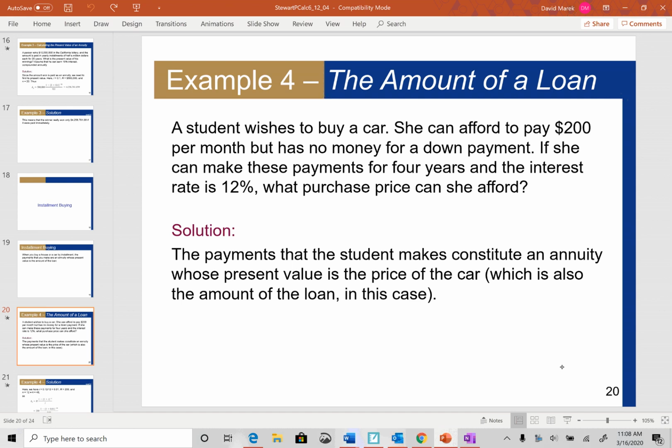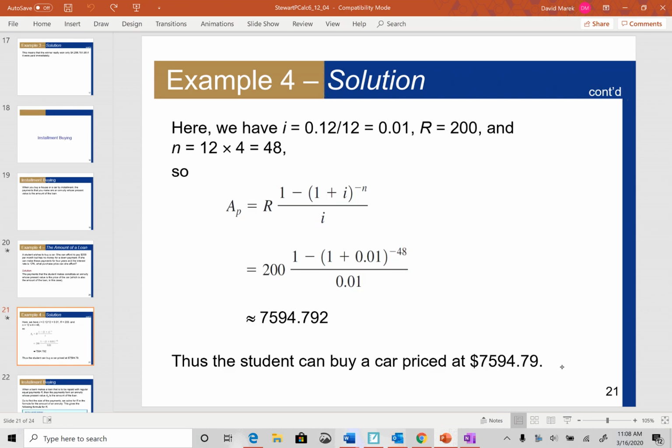We can think of this as an annuity, where the present value is the price of the car. So our value there for I, again, they were taking it easy on you, 12% with monthly payments, divided by 12. So our value for I is 0.01. She can make regular payments of 200. So R is 200. And monthly payments for 4 years, that's 48 payments.